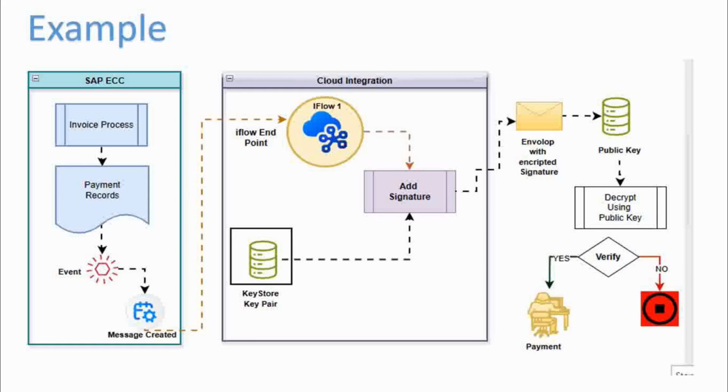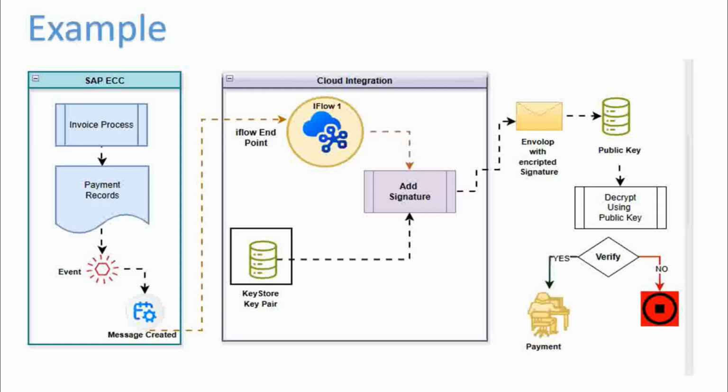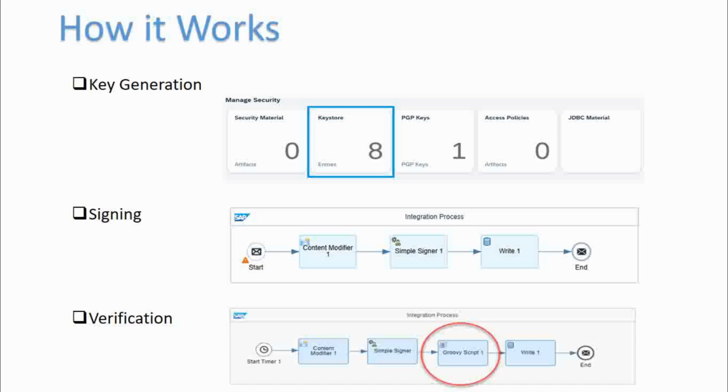In the next screen I will go to the iFlow, create the iFlow and show you how to create a signature and send it to the receiver side. Probably I will make this video as two videos, one for sending and one for verification. Okay, now I will repeat again.